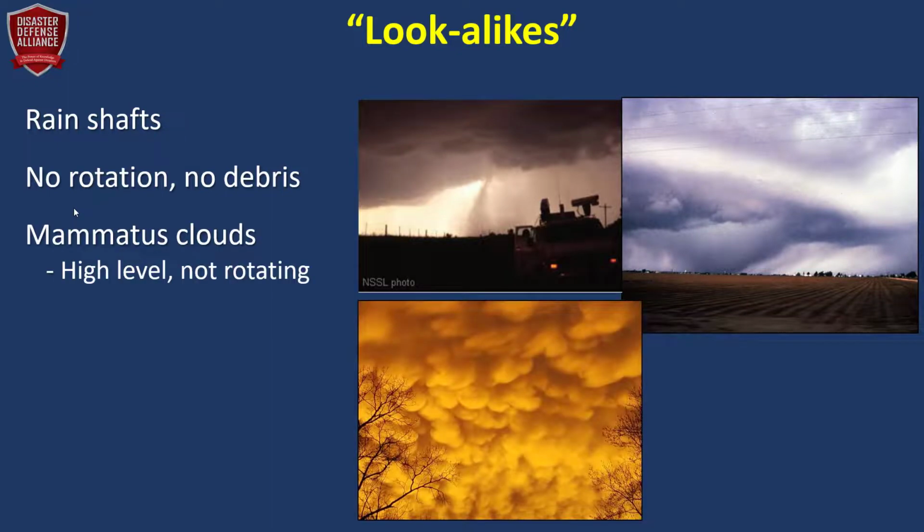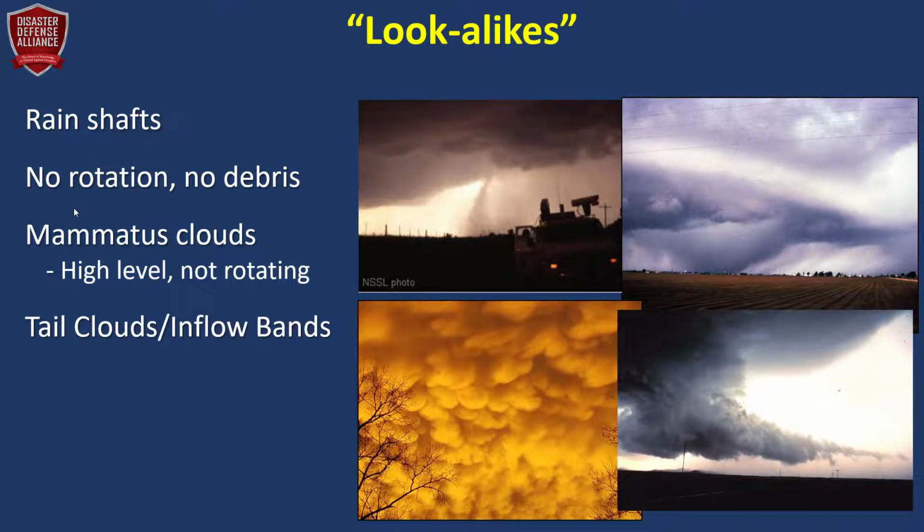Mammatus clouds represent an interesting feature. They're the only cloud type that forms from air that descends toward the ground rather than ascending. However, these features are not dangerous, except to pilots, as they can represent areas of severe turbulence. Tail clouds, or inflow bands, can have a funnel-like appearance at times, but generally do not display rotation and are usually oriented horizontally rather than vertically.